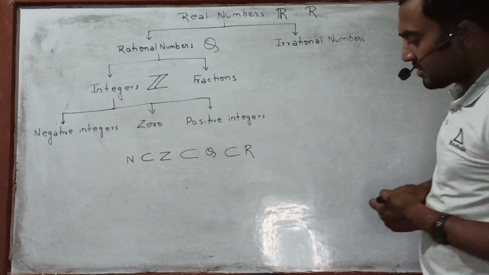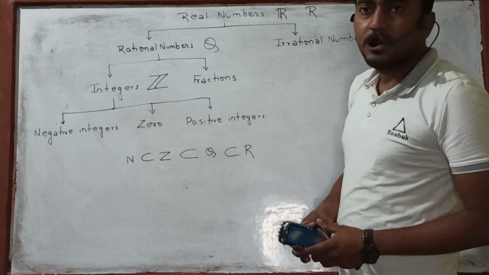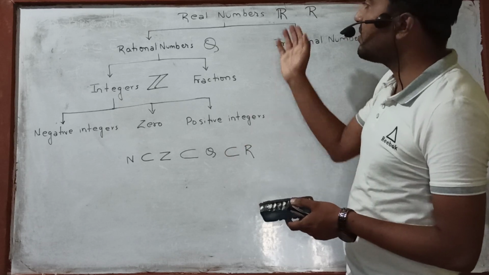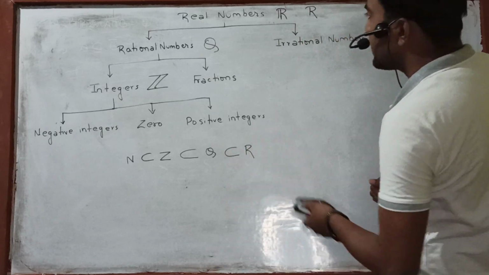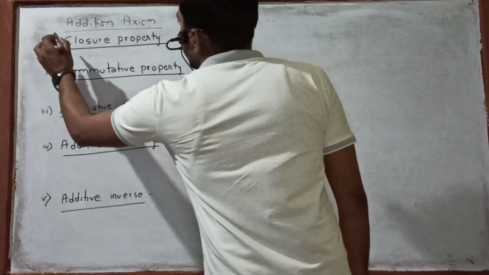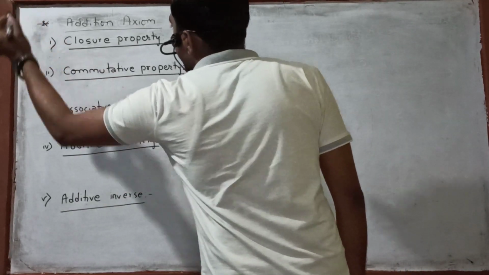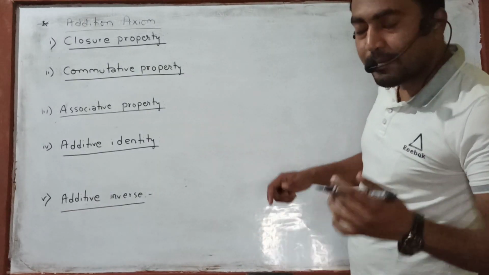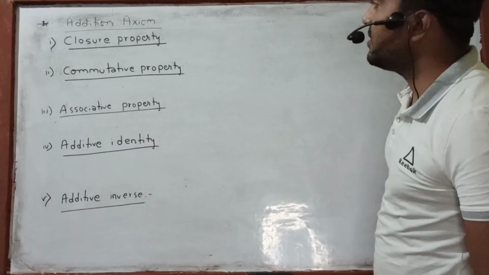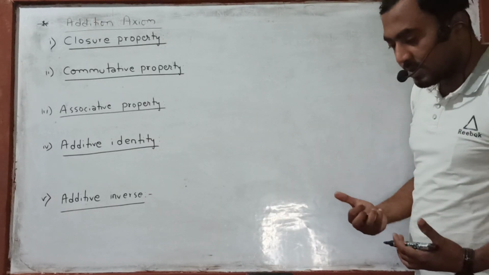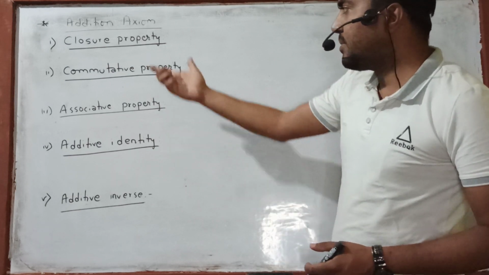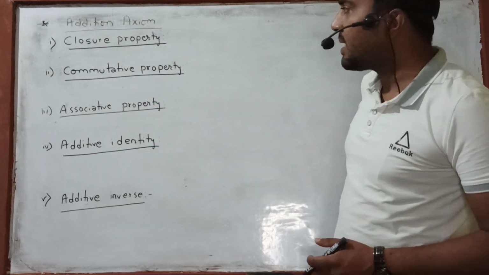Now let us enter into the different types of axioms, that is the addition axiom and the multiplication axiom, that are related with real numbers. Okay, so now let us enter into the different axioms of real numbers. First of all, I am going to introduce the addition axiom. In the addition axiom, whatever real numbers you take, all those real numbers bear all these different types of properties.